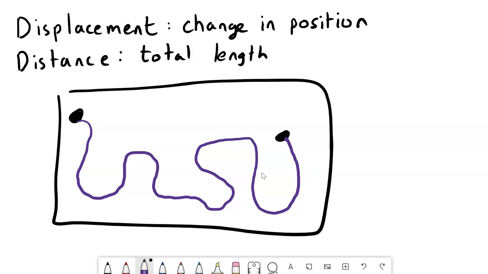What the displacement is, oops, not that. That's a bad line. Let's do a better line. This is a better line. This is what the displacement is. What is your change in your position? So first I was here, and now I'm here. What is the distance? The distance is actually this purple line. So this is the distance. So let's see.